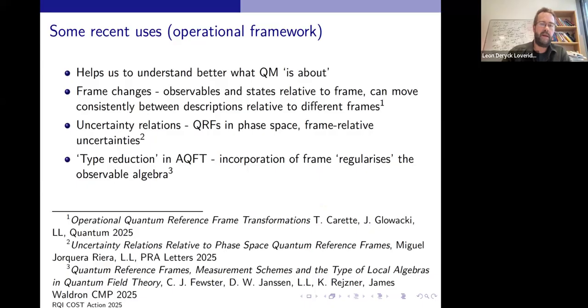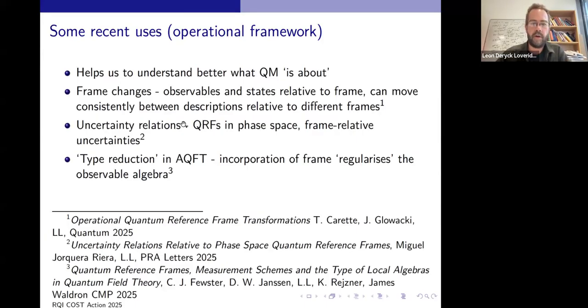So there are some recent, well, this one's not really out yet. The first one is, well, what actually is quantum mechanics about? If the framework that we use doesn't involve a quantum reference frame, but we believe that there should be a quantum reference frame, then maybe we should try to understand what the standard formalism of quantum mechanics is actually telling us about, since there's a reference frame that's there but not really being explicitly described. So that's something I'm trying to figure out at the moment.